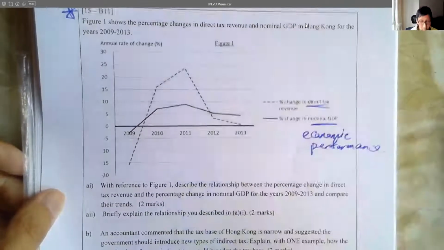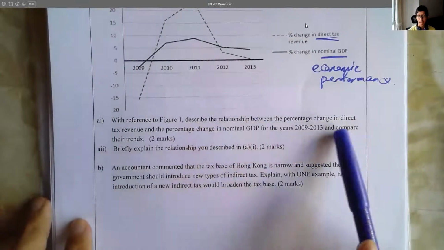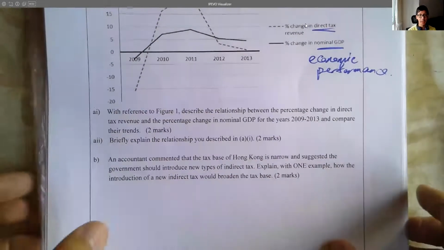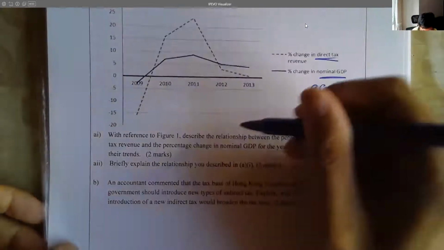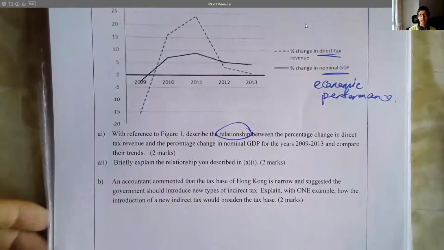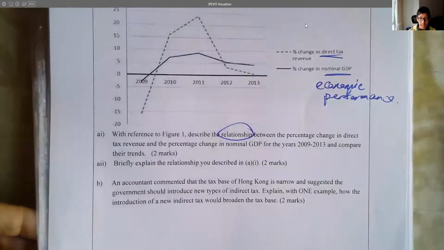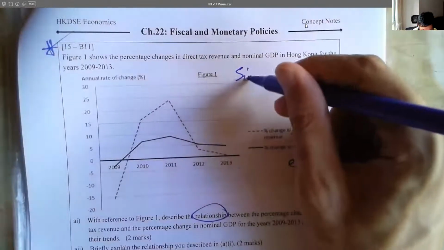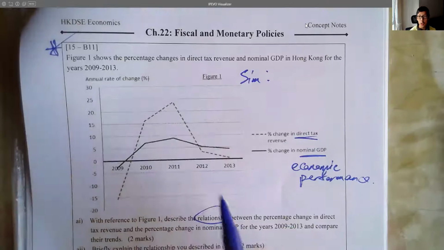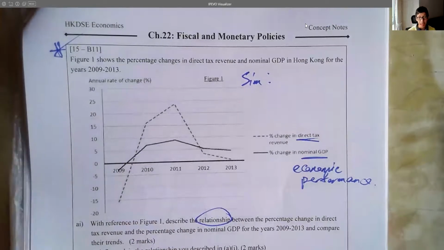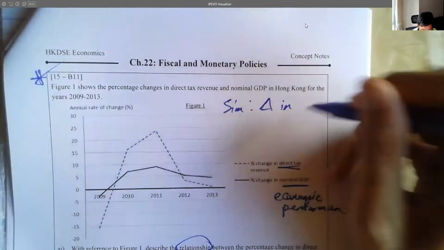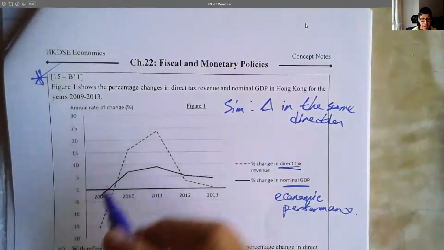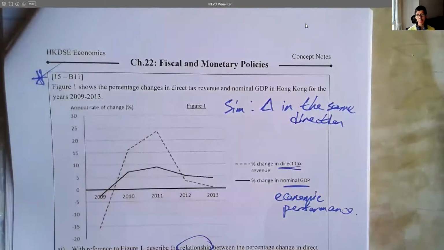Okay, now for A1, we need to describe the relationship and compare their trends. Now remember, this is economics, only 2 marks. No need to describe year by year. We just need to know their relationship. Okay, now and compare. So we need to state the similarity and differences. Okay, now what is the similarity between the two trends? Okay, I think you can already see they change in the same direction. 係咪啊? When one goes up, another goes up. When one goes down, another goes down.